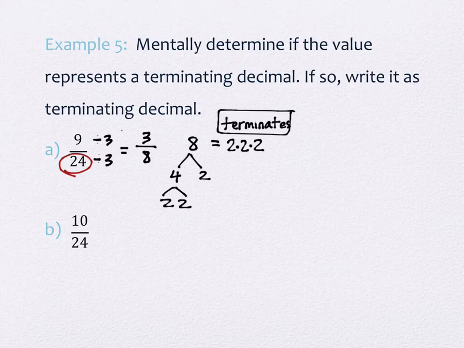Now, the directions say if it terminates, we're going to find the terminating decimal. So how do you find a terminating decimal? Well, you divide, and you can divide the reduced one or you can divide the original one. Which one's going to be easier to divide? The reduced one, so that's the one we're going to always go with. But if you happen to do the other one, you're going to be okay.